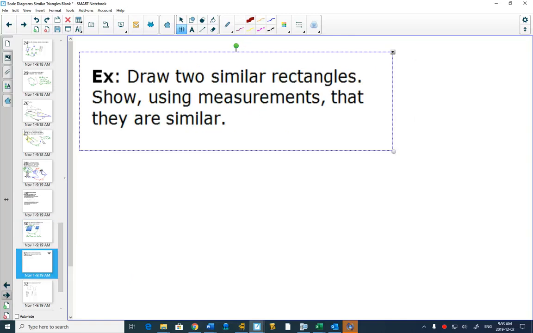Draw two similar rectangles. Show using measurements that they are similar. So rectangles have all 90 degrees, but you need to show that the sides are proportional. So you make up your own example, and I'm going to come around and look at them.